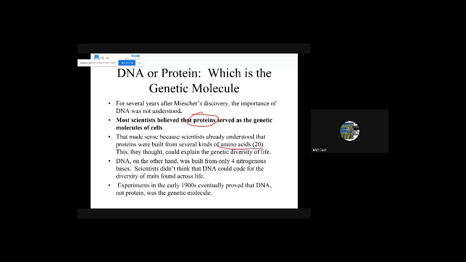They knew they were built out of 20 different kinds of amino acids, and that because there were 20 different building blocks, that could explain a whole bunch of the diversity that they saw in organisms. DNA, on the other hand, they knew by this point in time also that it was only built of 4 types of nitrogenous bases. And they didn't think that those 4 building blocks could account for all of the genetic diversity that they found. But in the early 1900s, experiments started happening that proved that it was DNA and not proteins that ended up being the genetic molecule.